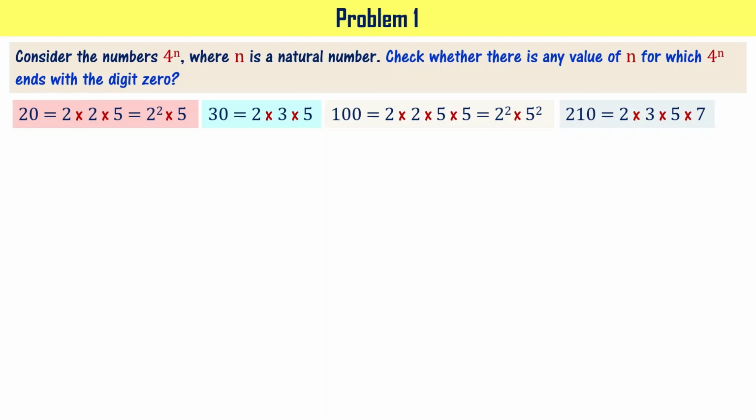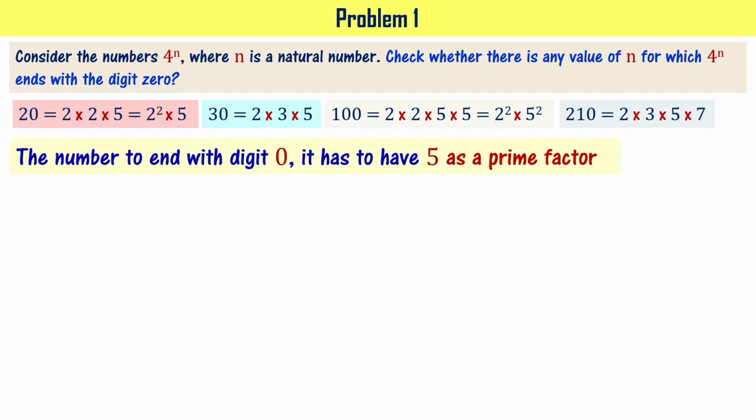All these have the end digit as 0, right? And another thing you have to point out here is that all these numbers have 5 as a prime factor. So the point to be noted here is that for a number to end with digit 0, it has to have 5 as a prime factor. Please note this point.